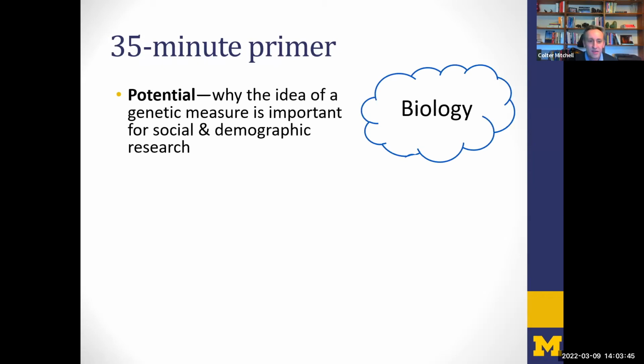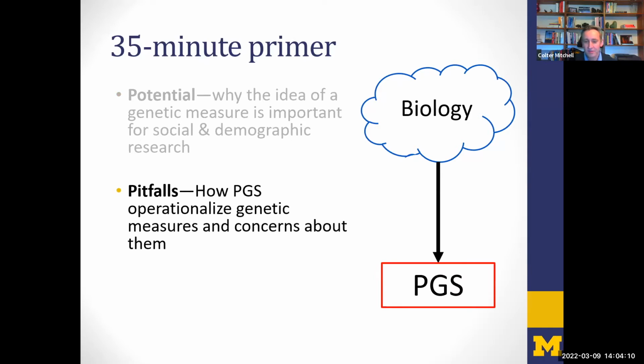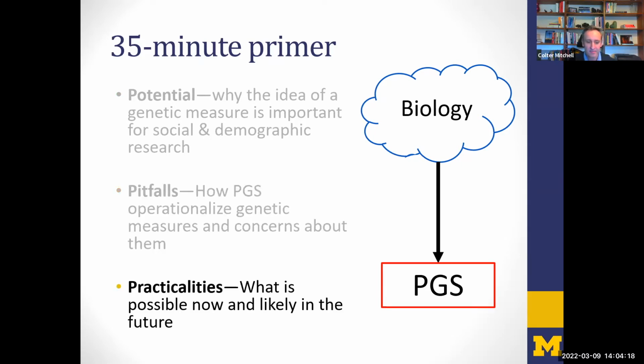So I'm going to cover what the potential is, and that's where you get this dream cloud, pie in the sky sort of idea of what's there. Why should we have genetic measures? Why are they important? Why, if I'm a social scientist, would I be doing it here? Why would I study demographic research related to biology? Then some of the pitfalls in how this concept actually gets operationalized into a polygenic score. And then some of the practicalities, like what's really possible right now, and where's this likely going in the future?